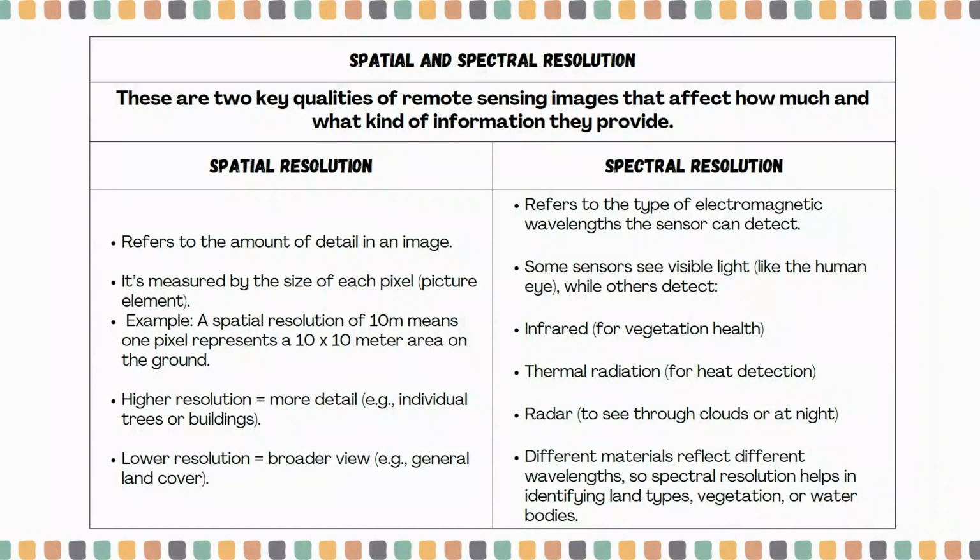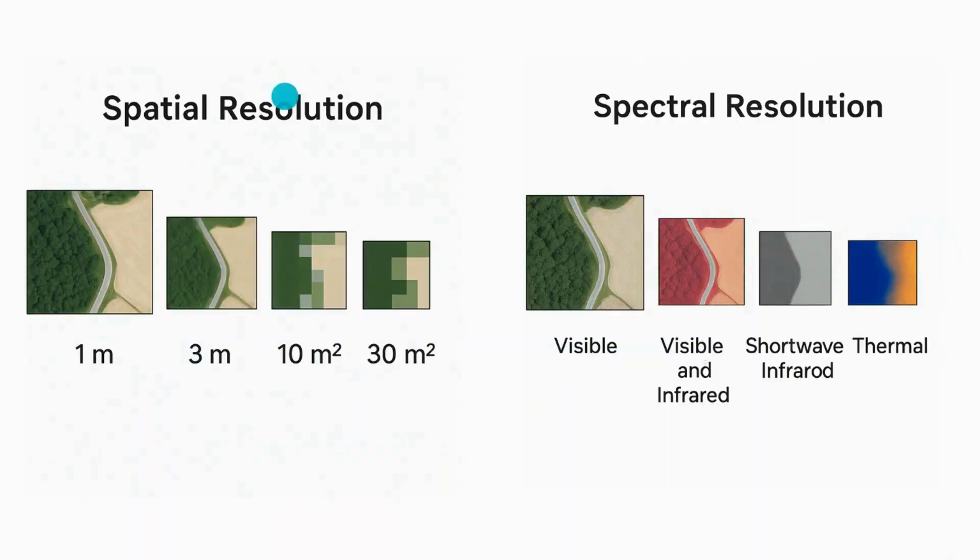Great, so now that you understand that, let's look at spatial and spectral resolution. These are two key qualities of remote sensing images that affect how much and what kind of information we can see. So you get spatial resolution and spectral resolution. Spatial resolution refers to the amount of detail in an image. So let's look at how that would look. So this is spatial resolution.